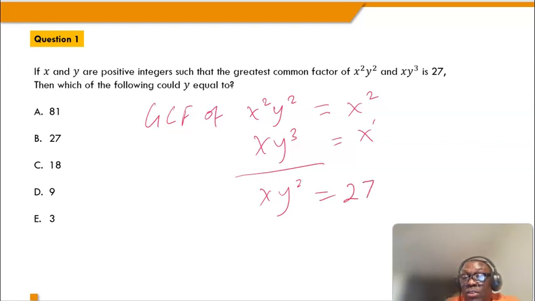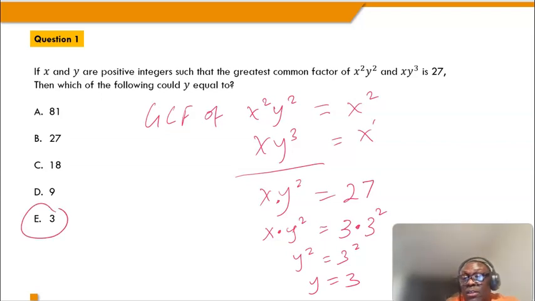Now we need to write 27 in this format. Here we have x multiplied by y squared. Notice that y squared is a perfect square. So if we write 27 like that, it is like multiplying 3 times 9. But we know 9 can be written as 3 squared. So we can actually see that y squared here is equal to 3 squared, meaning that y is 3. And that is the answer for that.